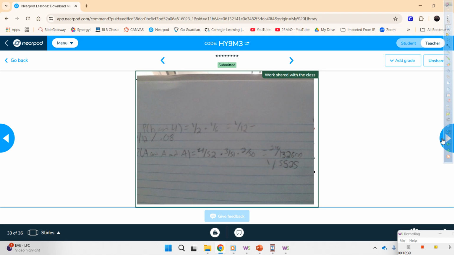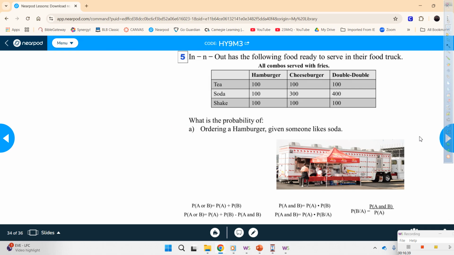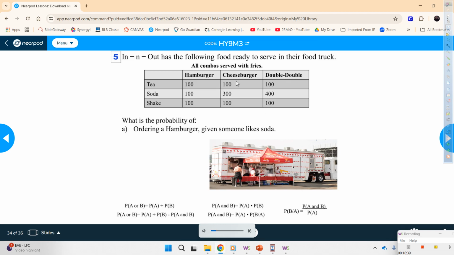All right, let's go to the next one, number 5. Write it on your paper, please. And it reads, In-N-Out has the following food ready to serve in their food trucks. And there's the list and the table of all the combos. Tell your neighbor what's the only thing missing on those tables. All right, then it says, what is the probability of ordering a hamburger given someone likes soda? To your neighbor, give them the key word and tell them which formula you're going to use. Go.